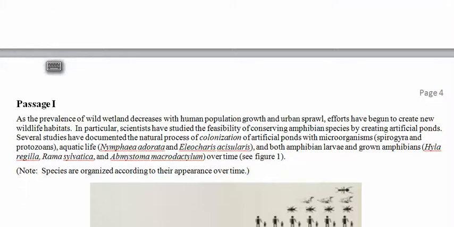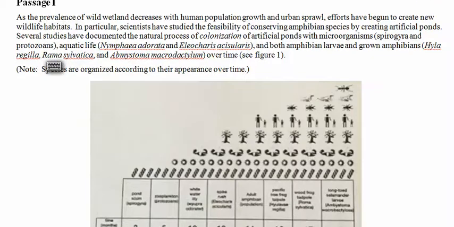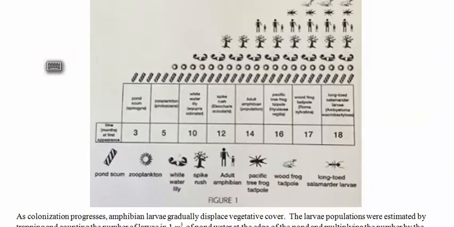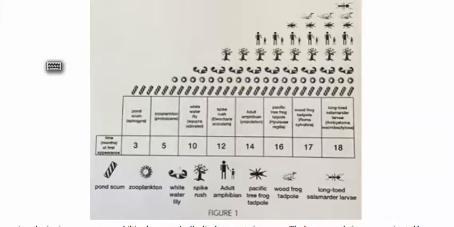Passage 1, go ahead and read it, but long story short, I believe they're creating an artificial pond and seeing how the animals show up. So here's their chart as the animals show up. And I just crack up whenever I see this because you got this ant over here, which is a long-toed salamander. You got Dad and Kid at the baseball game, which is an adult amphibian. And you got Candy Stripes, which is a pond scum. Well, don't get hung up.